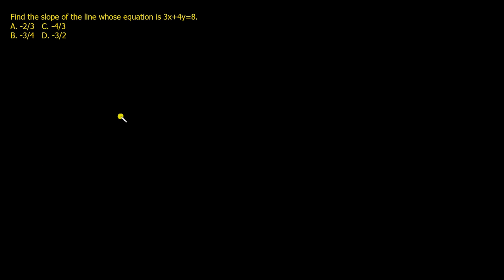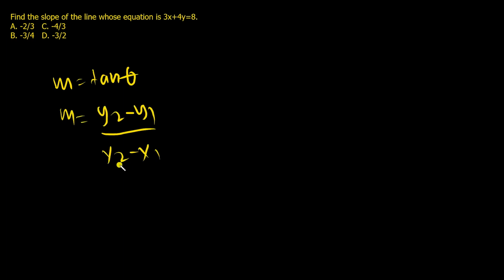Okay, this is problem number 2. Find the slope of the line whose equation is 3x plus 4y is equal to 8. Sige, so again, recap lang. We have three formulas for the slope of a line. We have m is equal to tan theta if given the angle of inclination. We have m is equal to y sub 2 minus y sub 1 over x sub 2 minus x sub 1 if given 2 points. And finally, we have m is equal to negative a over b, which we use if given an equation such as this.